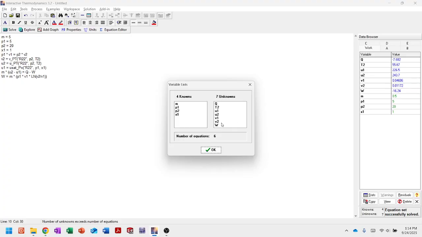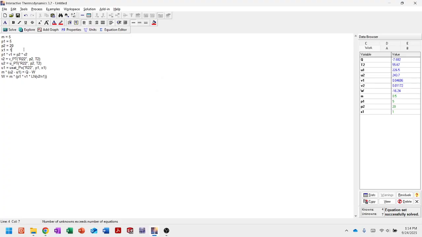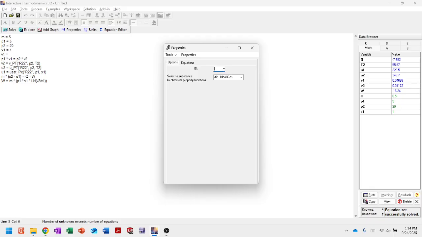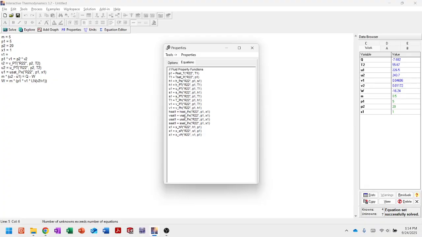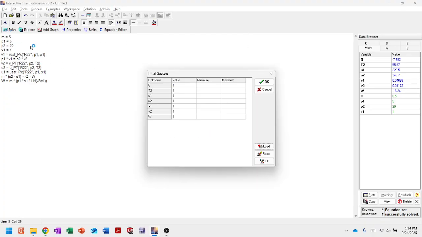V1. What do I know? V1, P1, V1. Oh, I need, that's what I'm missing. V1 equals, so we're going to get our saturated specific volume. That was the piece I was missing. There we go. So that should take care of us. Yes, so now we can solve that.